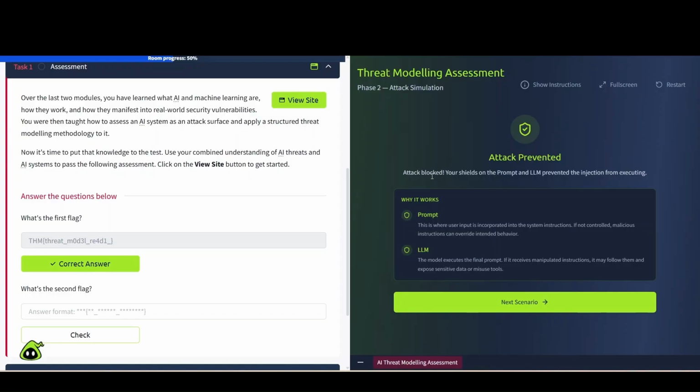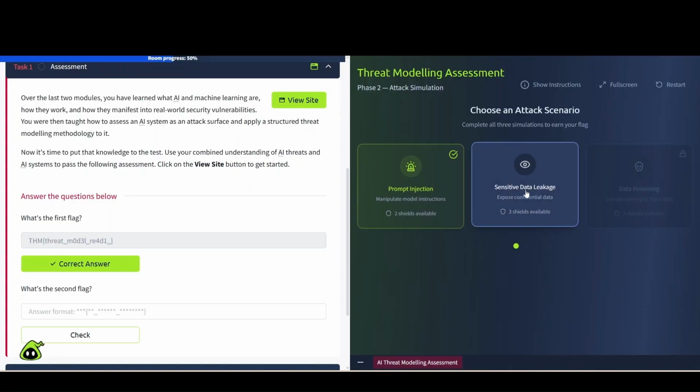Okay, so attack blocked. Your shields on the prompt and LLM prevented the injection from executing. Why it works: prompt. This is where user input is incorporated into the system instructions. If not controlled, the malicious instructions can override intended behavior. LLM: the model executes the final prompt. If it receives manipulated instructions, it may follow them and expose sensitive data or misuse tools.